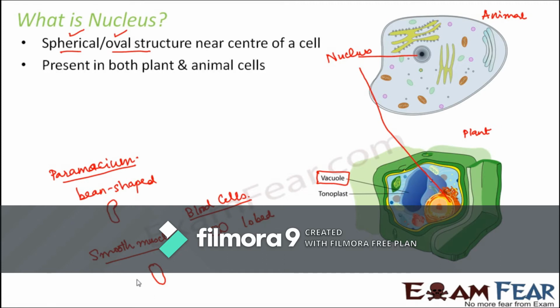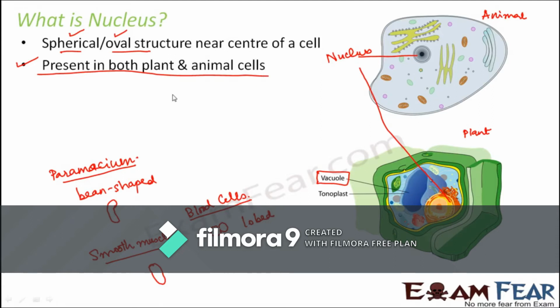So it is present in both plant and animal cells. That is another important thing, because the nucleus plays a very significant role, especially during cell division. We will talk about the role of the nucleus in the next few slides. Without a nucleus, a cell cannot exist. Therefore, all plant as well as animal cells have a nucleus.